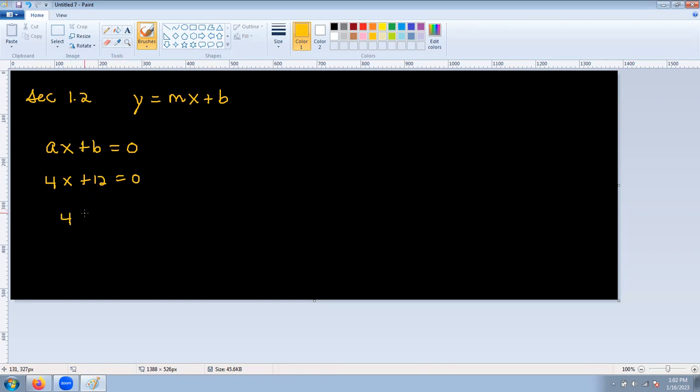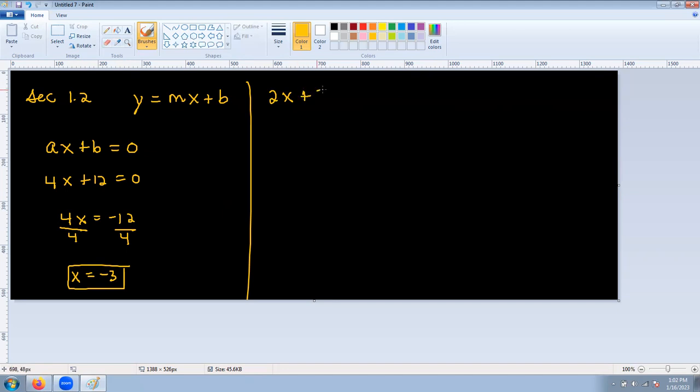Okay, and if you want to solve this, you get 4x is equal to -12, divided by 4, divided by 4, so x is -3. Okay, and there you go. So if you ever want to solve a linear equation, you just kind of do it like this. So isolate the variable x, move everything over. All right, great.